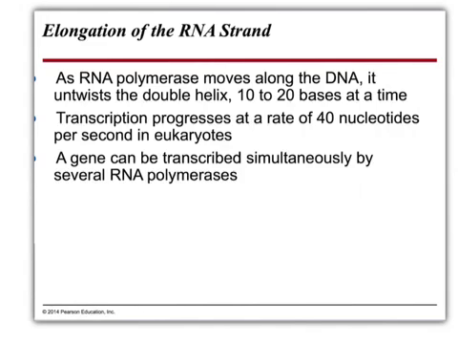Now it begins. RNA polymerase binds to the DNA template strand, recognizes what base is there, and then brings in the correct ribonucleotide. All right? And it will unwind the DNA, right? Then it can bring in the right nucleotide and produce the transcript. All right? So transcription progresses at a rate of about 40 nucleotides per second in eukaryotes.